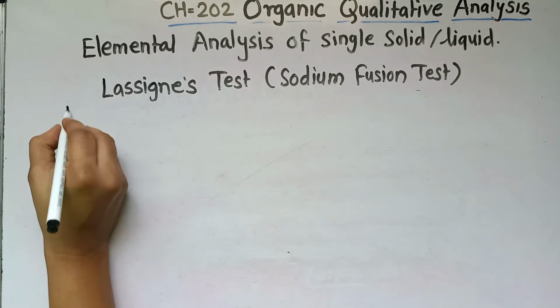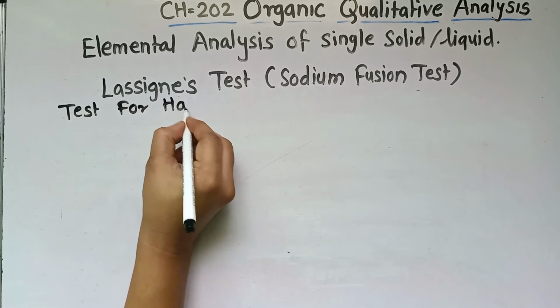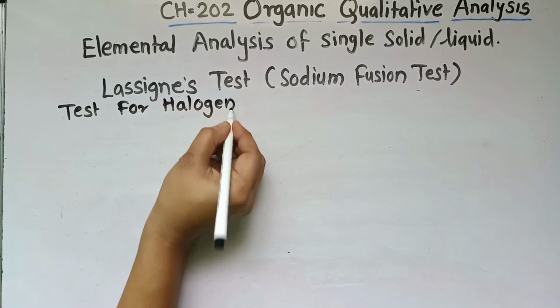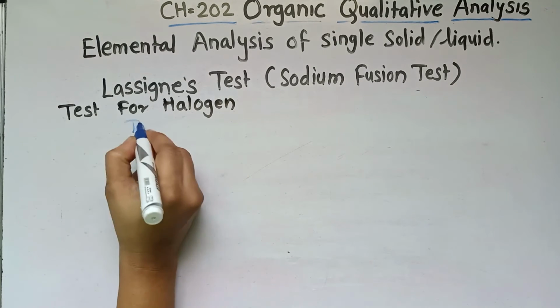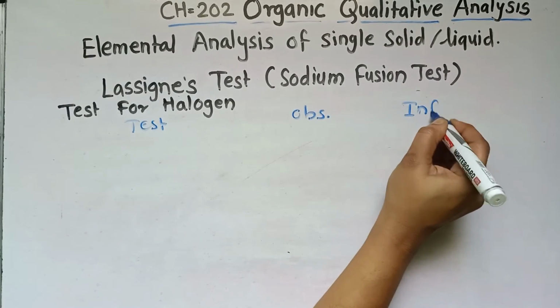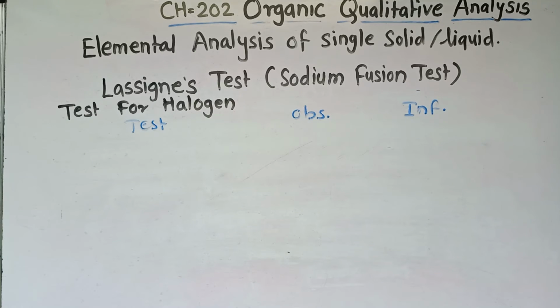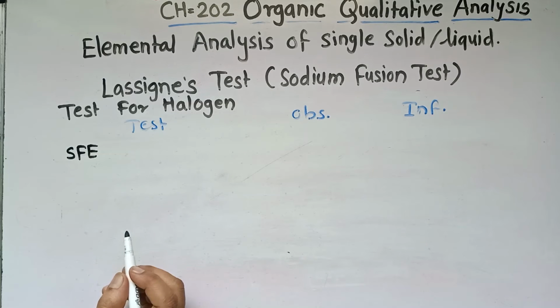Next is the test for halogen. In that we perform the test, observation and inference. So in that what we do, we use distilled water for the sodium fusion extract. That's why there is no interference of the chlorine here. So what we do, we take sodium fusion extract in a test tube.